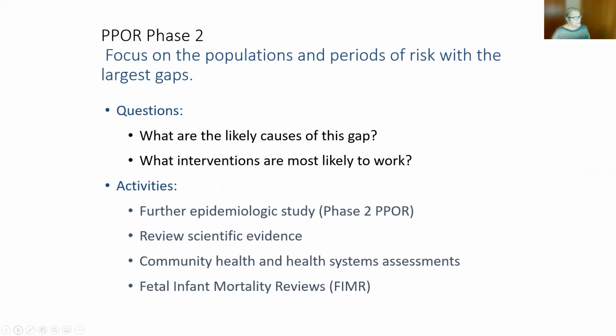So phase 2 focuses on the population and period of risk with the largest gaps, and it really asks these two questions. What are the likely causes of this gap? And then what interventions are most likely to work? Those really are two different questions. And what we can do to figure out the answers is all 4 of these things. We can do further epi study, which is phase 2 PPOR analysis, but we also need to check the scientific evidence, make sure we understand the community health systems, and have the right experts at the table that know those things, and not just health systems, but all the systems that affect health.